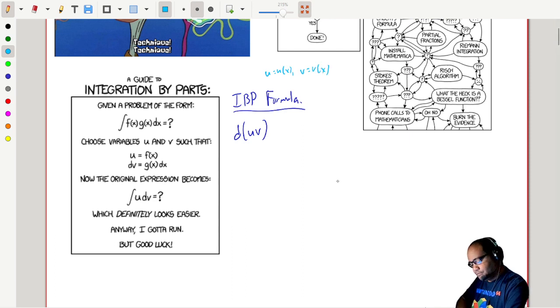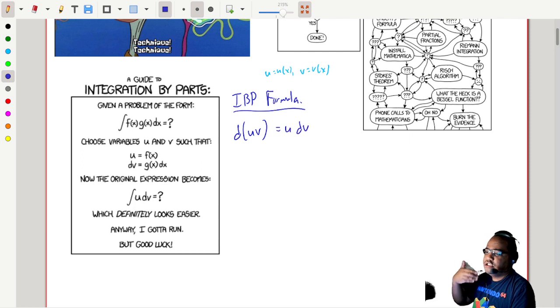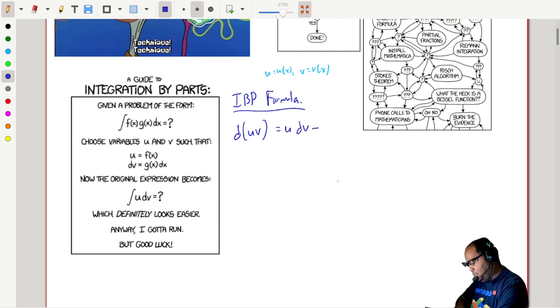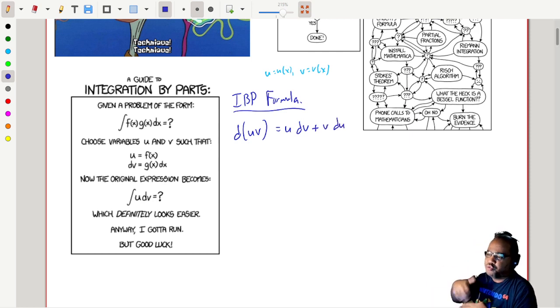And so we're just going to use the product rule here. First times the derivative of the second, so u times the derivative of v, which we'll just write as the differential dv. Now plus, second times the derivative of the first, v du. You can interpret this again with the usual primes and stuff.